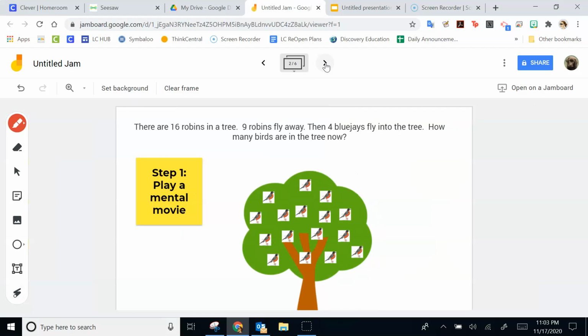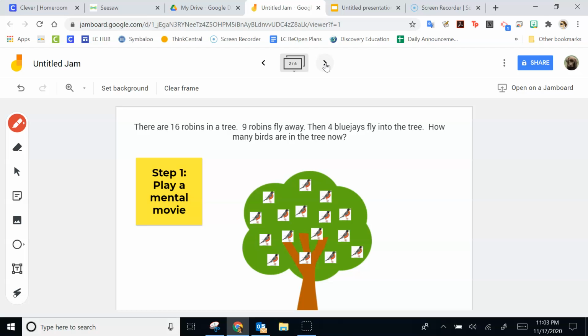Step 1 is to always play a mental movie. You want to visualize what the word problem is telling you. So here we go. I'm giving you the picture that I'm seeing in my head. There are 16 robins in a tree. 9 robins fly away. Then 4 blue jays fly into the tree. How many birds are in the tree now?